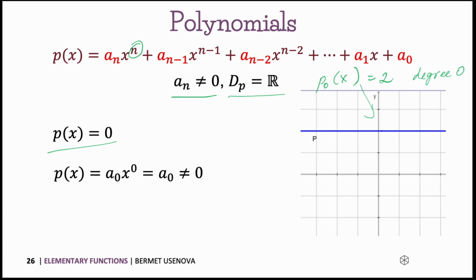Also, for example, a polynomial of degree 1 will look like this. P of degree 1 will look like 2x plus 2. You see here the degree is 1, and a polynomial with degree 2 will be something like 3x squared plus 2x plus 3. This will be the polynomial of degree 2.